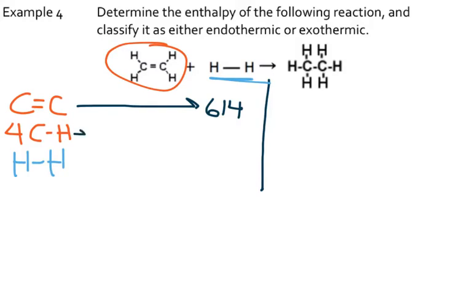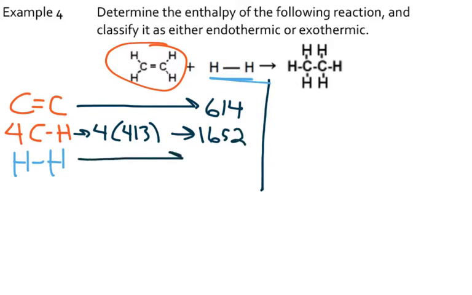The CH bond, just like before, we need to account that there's 4 of them. Looking that up, each one of those is 413. We get a total of 1652 on that one. And looking at the HH single bond, that is 436. Total those all together, we get 2702 on the reactant side.